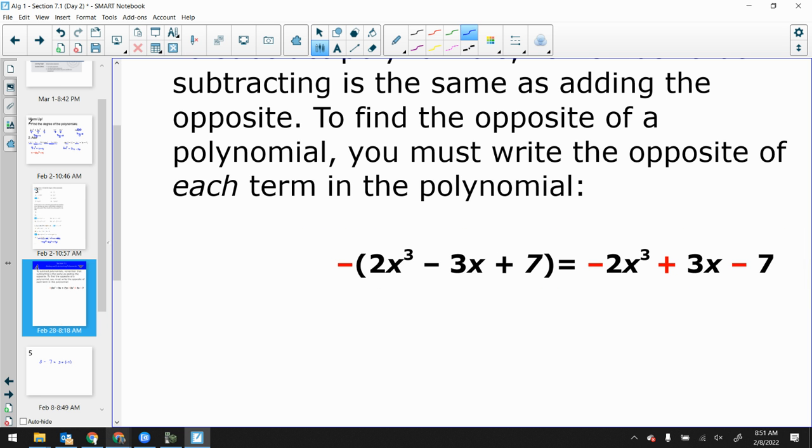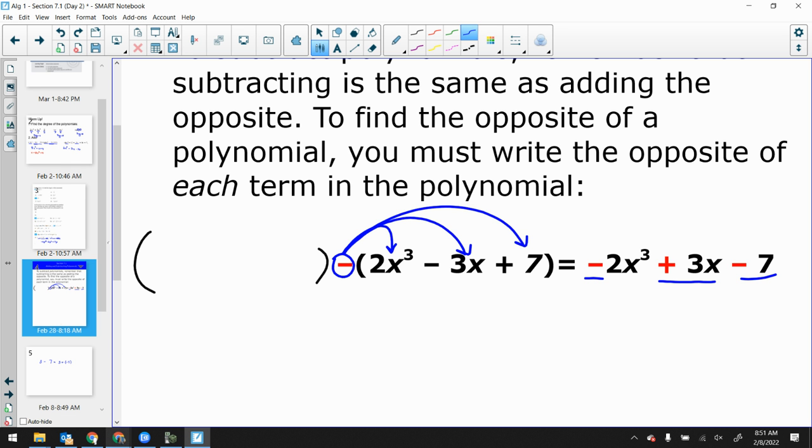This is kind of just like saying, okay, any polynomial over here, whatever it is, it doesn't matter what's on the left side. Whatever is on the left side just stays on the left side and does not change. But what's on the right side, you have to take that minus sign, bring it in and distribute. So this positive 2x to the third would become a negative 2x to the third. This negative 3x would become a positive 3x. This positive 7 would become a negative 7, right?